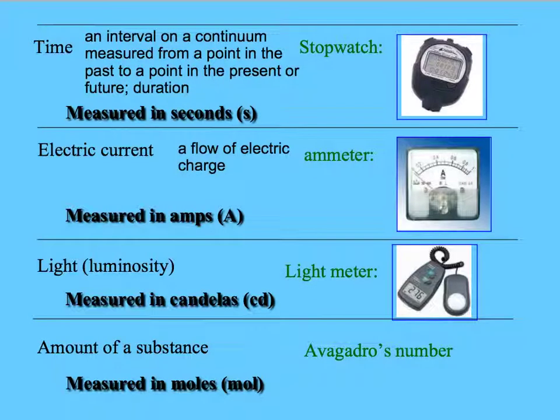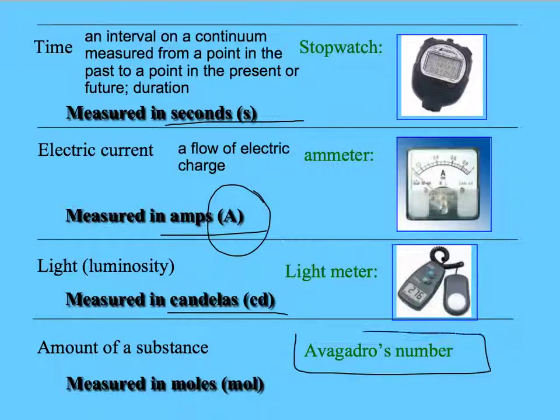In science, we measure time usually in seconds. Electric current we measure in amps, which is abbreviated with the big A. Light is going to be measured in candelas, which you really won't see much of in this class, but it's good to know. And the amount of substance, we use Avogadro's number, which we'll talk all about later in the year, and that's measured in what we call moles. Not to be confused with the little rodent moles. These moles are telling you about the number of particles in a substance.